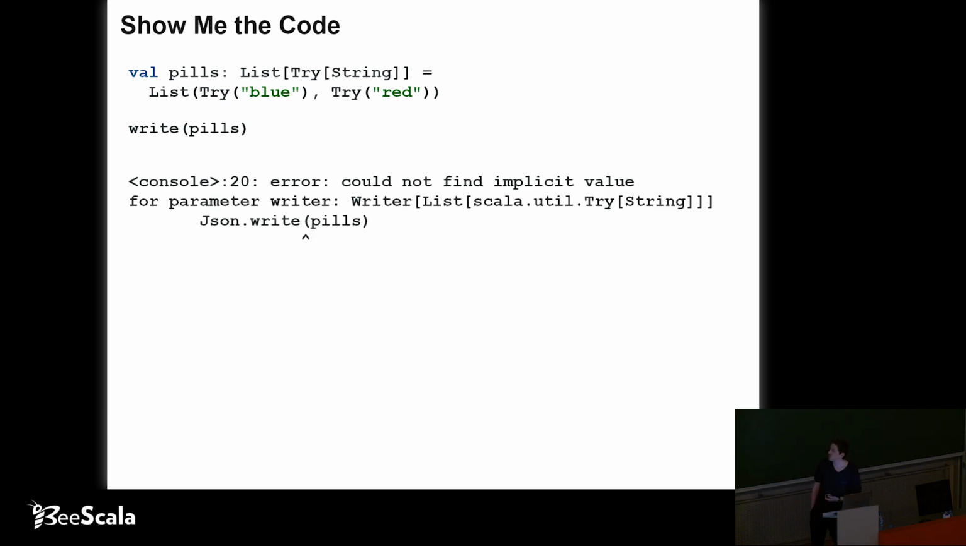If we try to debug it, so if we try to derive a writer for a list of try of something, we can invoke the list writer rule, but we don't have anything to provide the list writer rule with. So the compiler gets stuck, not being able to do anything.